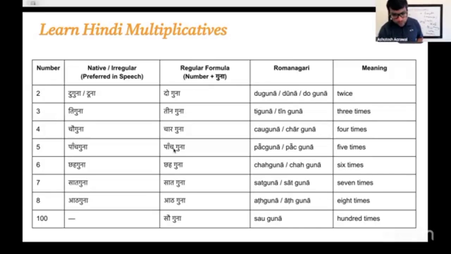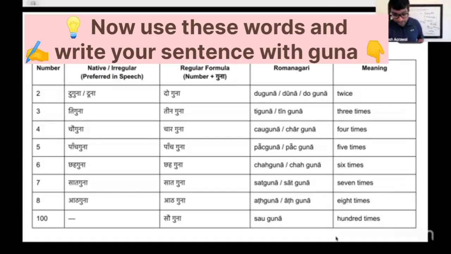Yeah. So basically, for numbers below 8 there is an irregular use of it as well. That's why you will see them become one word; it's no longer a suffix. And here there's a regular use, which is the number, and you add guna to it. It's a subtle difference, but I hope you're noticing that.